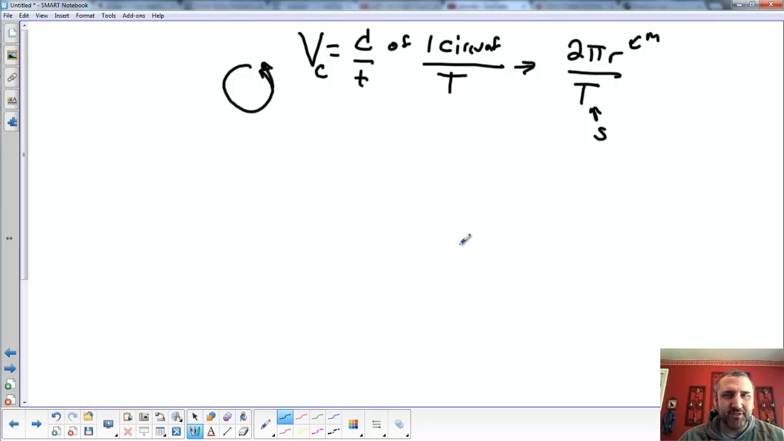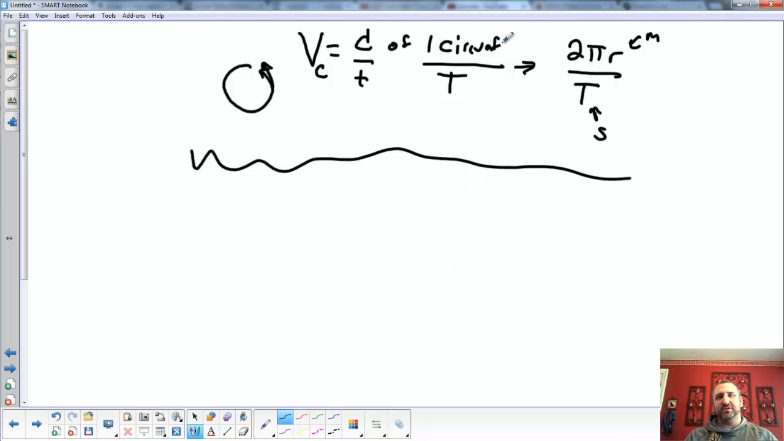So why don't we try a little exercise, where I give you some information and we figure out the centripetal velocity. You need to know the radius and you need to know the period. So let's say I've got an object that goes around in circles, and let's say it's an airplane. So let's draw us a little airplane.